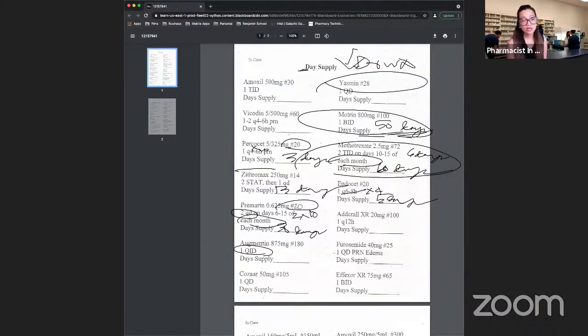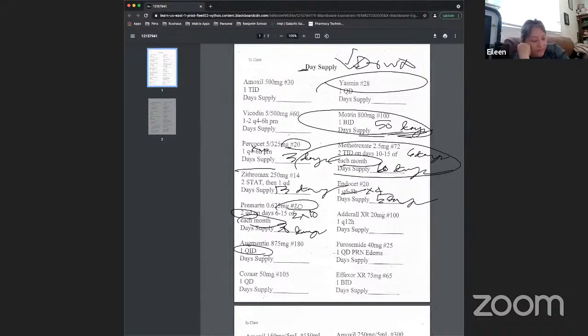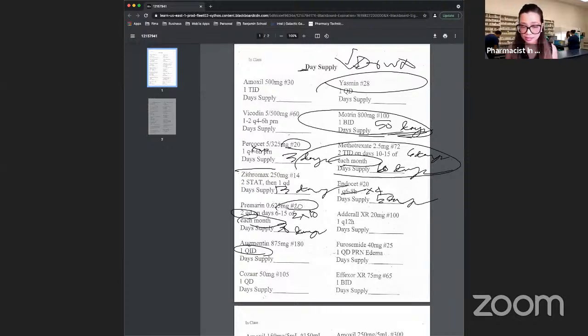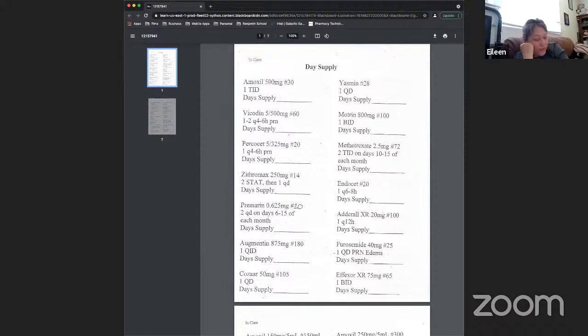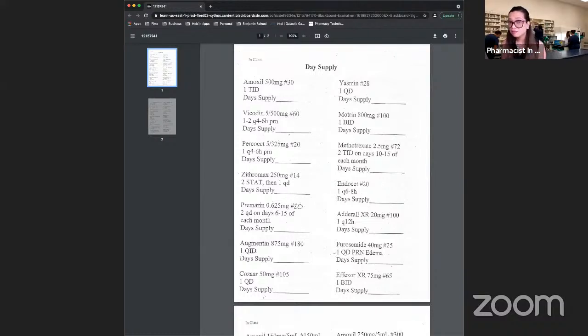Okay, moving on. Furosemide, Eileen, furosemide, I have 25. 25 days, it's easy. Okay, so Adderall XR, you again. 32. 32, because it will be 65 divided by 2. There will be a decimal, but follow the rule of what? Day supply, round down. Okay, good job.